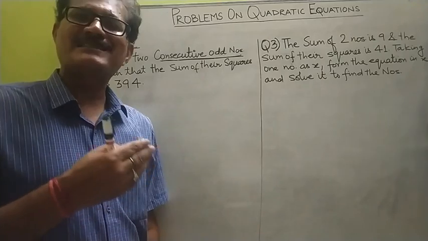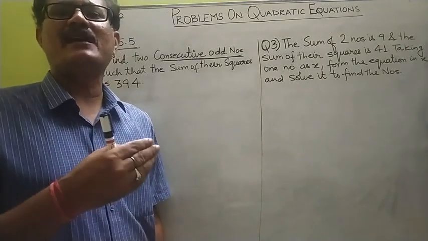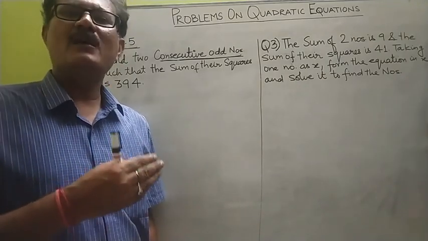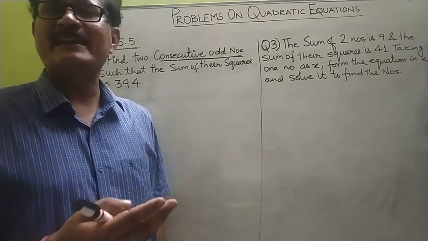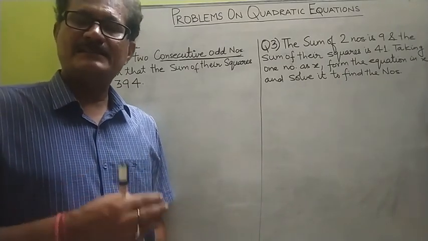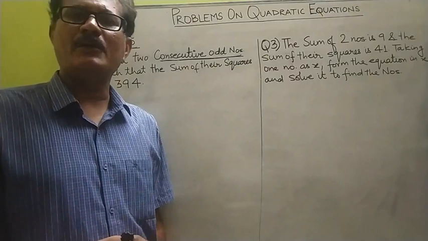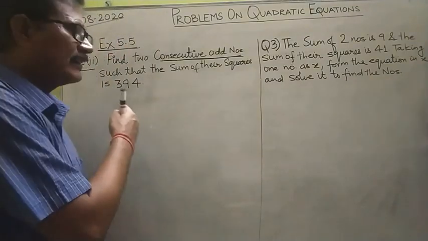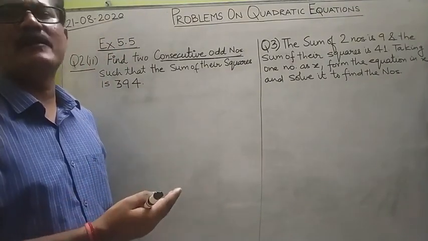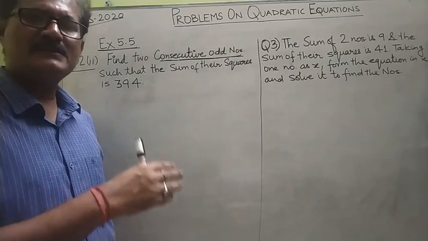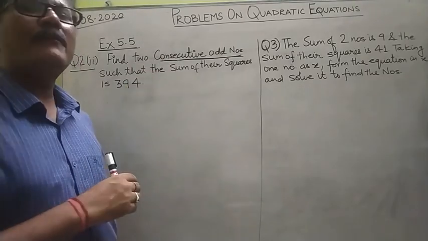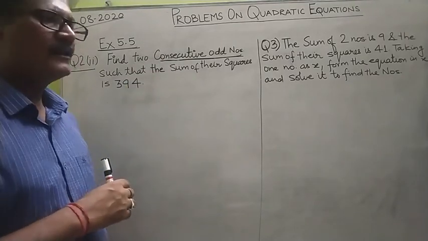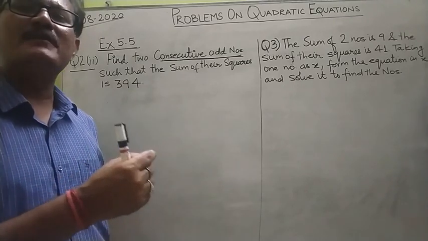First, you need to translate the word problem into an algebraic equation using one unknown variable. Normally we take it as x. And secondly, solve that quadratic equation either by the factorization method or by using the formula method. So this is the method of solving a problem on quadratic equations. Now let's begin by taking the problems on number system.